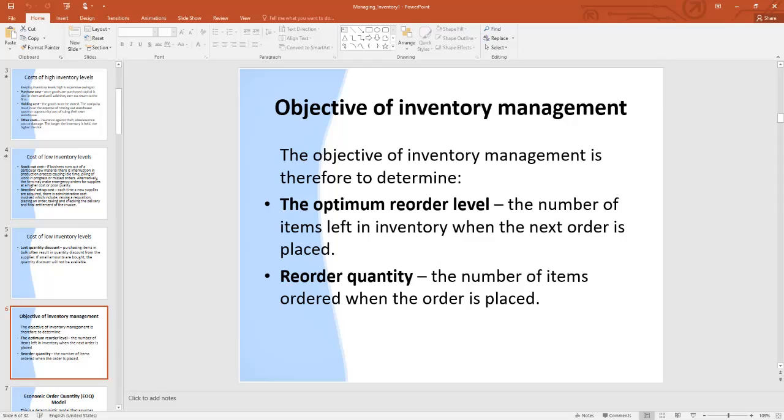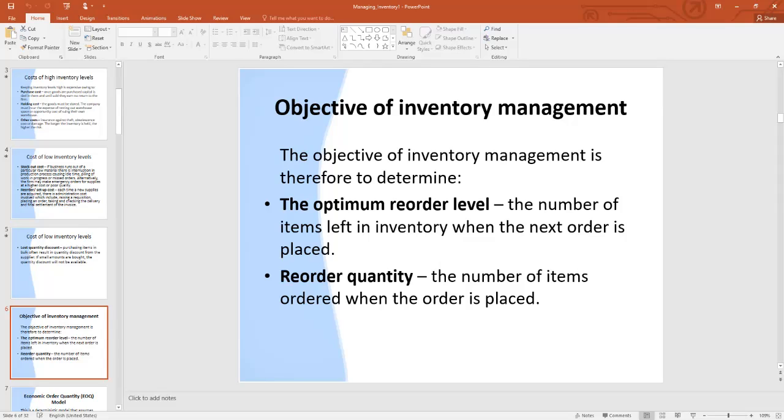If you can establish these two, the reorder level and the reorder quantity, then it becomes quite straightforward to manage your working capital. So these are the two things that we need to establish. Once we establish them, you can say that you have an efficient system that is managing your working capital, your inventory, that is.